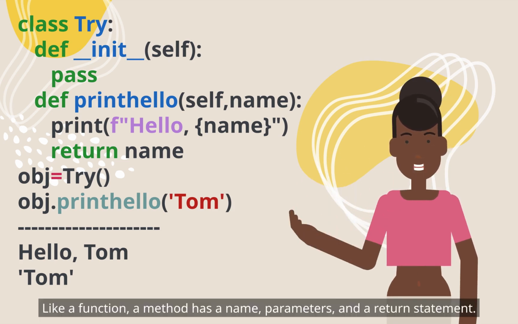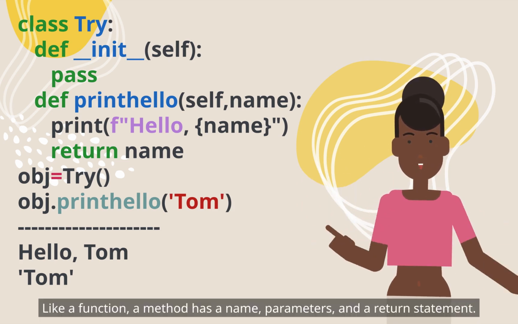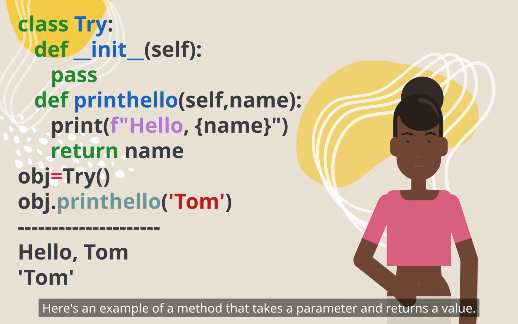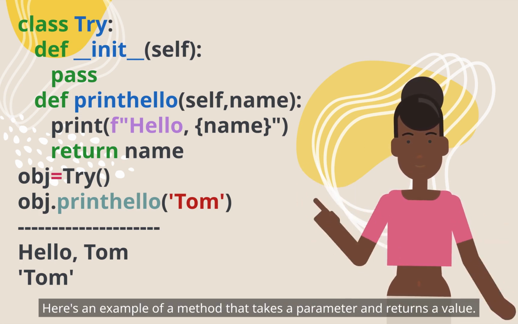Like a function, a method has a name, parameters, and a return statement. Here's an example of a method that takes a parameter and returns a value.